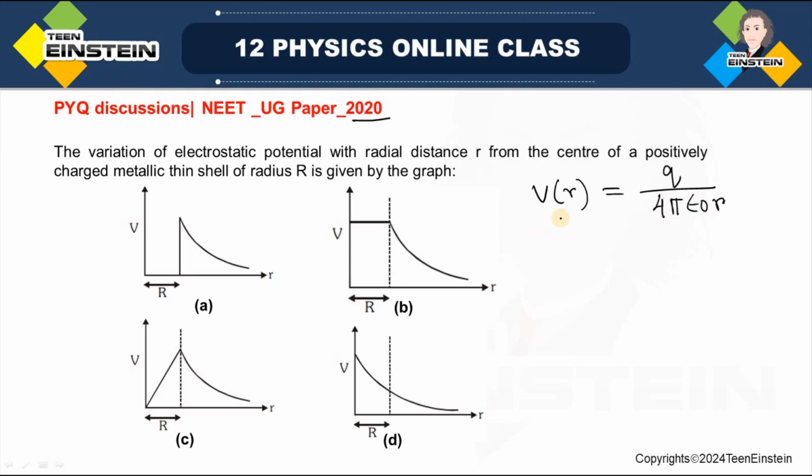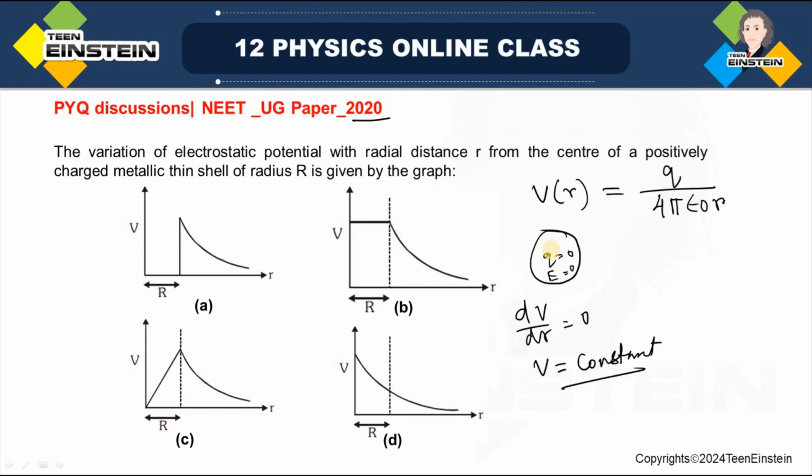Now, for a thin spherical shell, there is no charge inside the shell. All the charge resides on the surface. In that case, the electric field is 0 inside. If the electric field is 0 inside, look, dV/dr is 0. Then the derivative of any quantity with respect to distance or any variable being 0 means that quantity is a constant quantity.